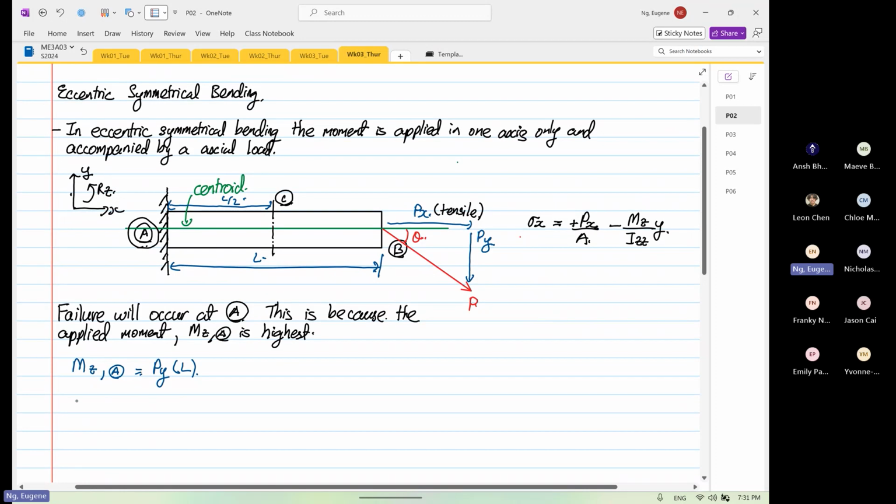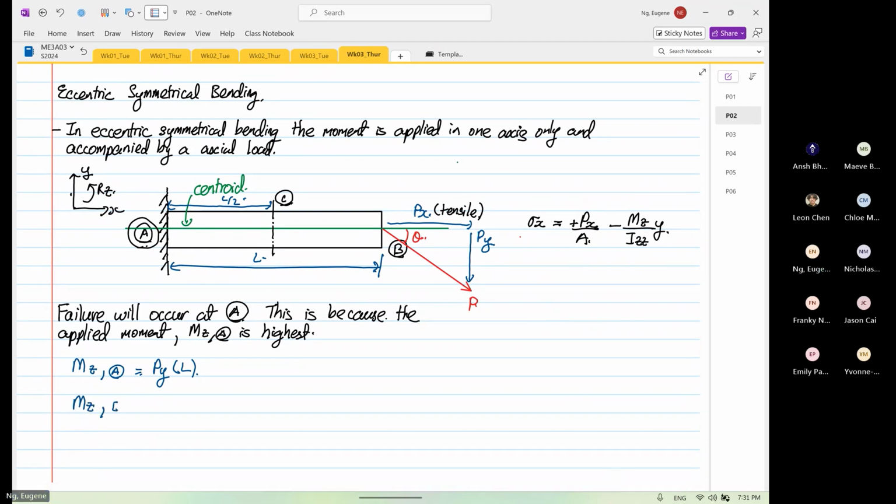Then Mz at point C is equal to Py multiplied by L/2. Okay. So we now note that the moment at Z at point A is greater than the moment at Z at point C. Okay. So that's why I say failure will occur at point A.